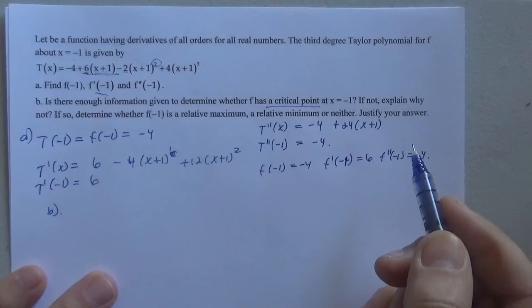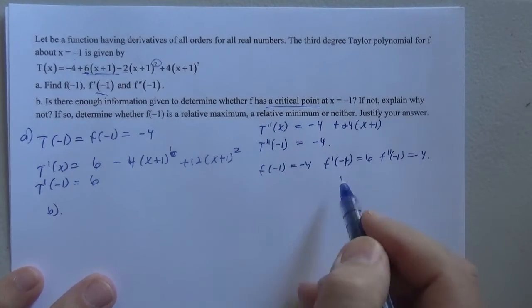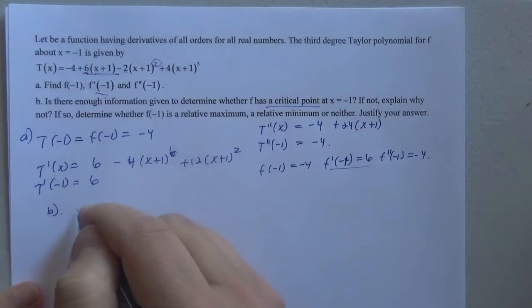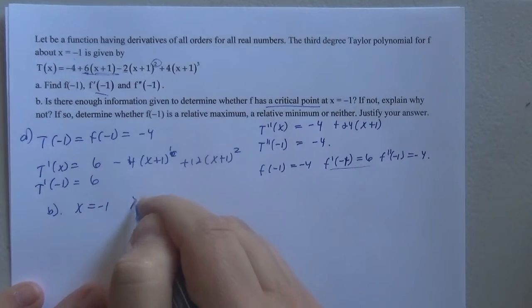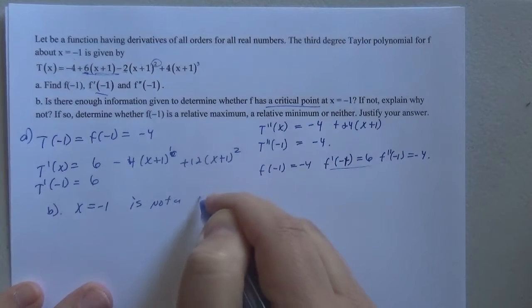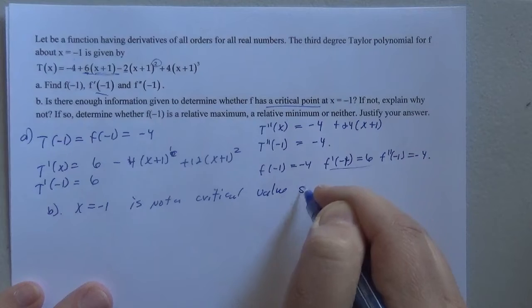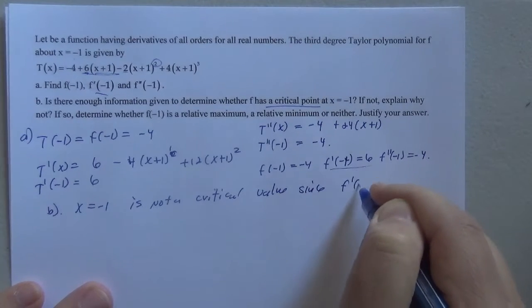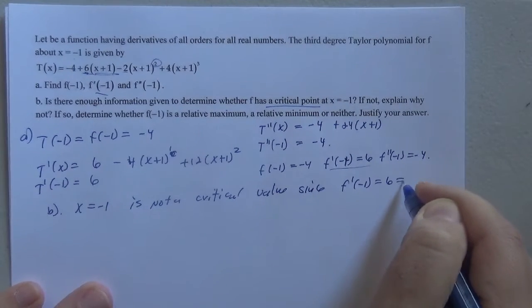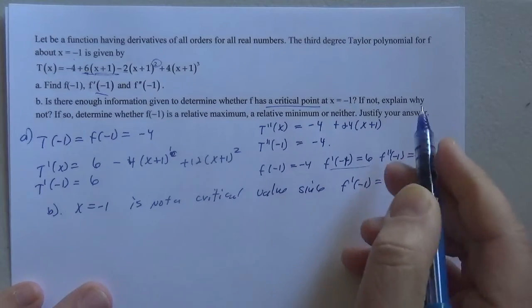Is there a critical value, a critical point, at negative 1? No, because the first derivative is not equal to 0. X equals negative 1 is not a critical value since f prime of negative 1 equals 6, which is not equal to 0.